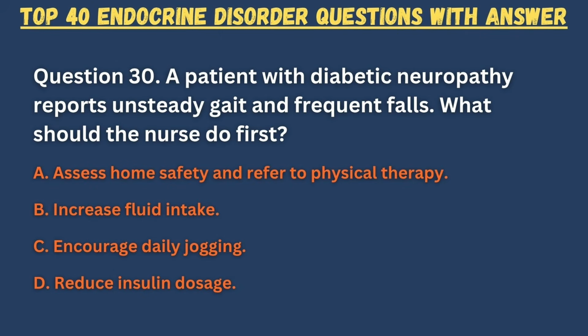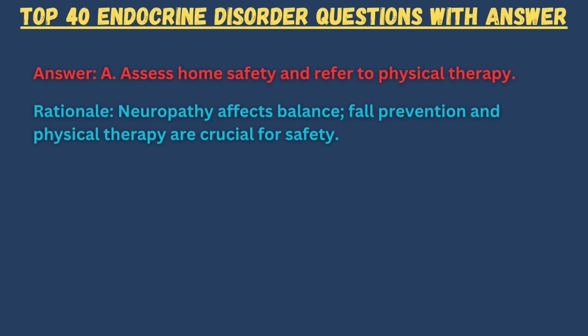Question 30. A patient with diabetic neuropathy reports unsteady gait and frequent falls. What should the nurse do first? A. Assess home safety and refer to physical therapy. B. Increase fluid intake. C. Encourage daily jogging. D. Reduce insulin dosage. Answer: A. Assess home safety and refer to physical therapy. Rationale: neuropathy affects balance. Fall prevention and physical therapy are crucial for safety.